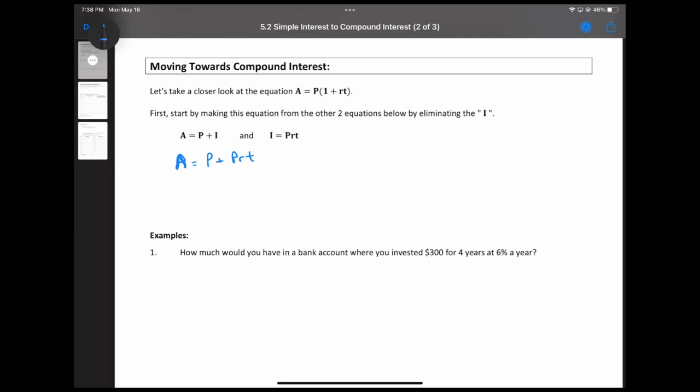And then there's a skill that we often forget about in math called factoring. Basically it says if a certain number is a multiple of every term in an expression or an equation, we can factor it out. So in this case, both P and PRT have a P in them. So I'm going to pull out the P, and that leaves us with 1 times P in the middle, plus RT times P, which gives us the PRT. And that is what you'll see is the other equation that we want to work with.